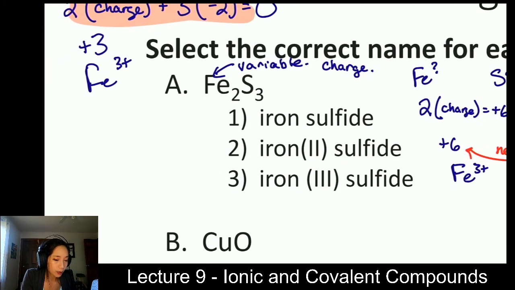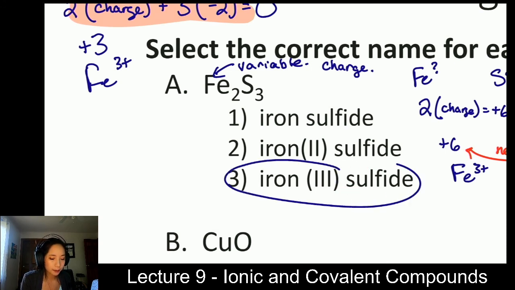So you always name the metal first. So in this case, it's iron. All of these are iron, but it's a variable charge, so we have to indicate the charge. So it's iron Roman numeral 3. So there's our answer with Roman numeral 3. Then finally, the anion with the "ide" suffix, so it's sulfide. So our answer here is iron(III) sulfide.